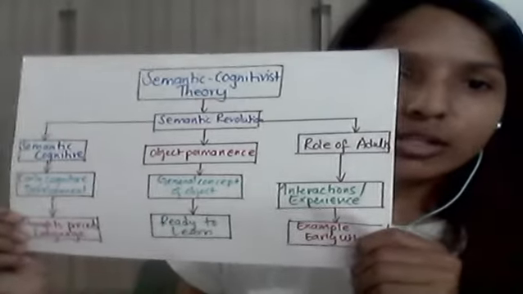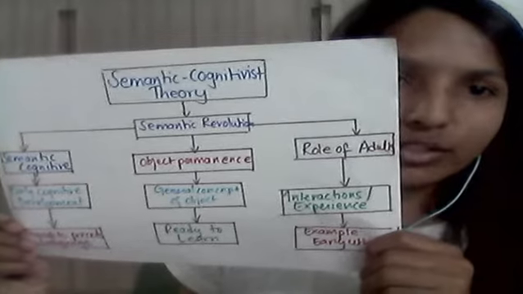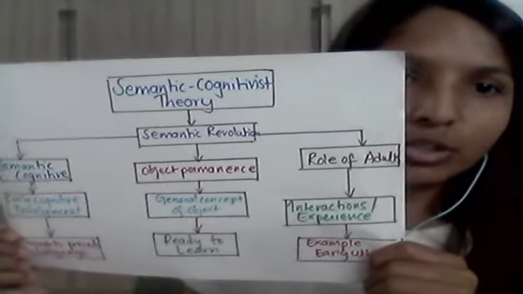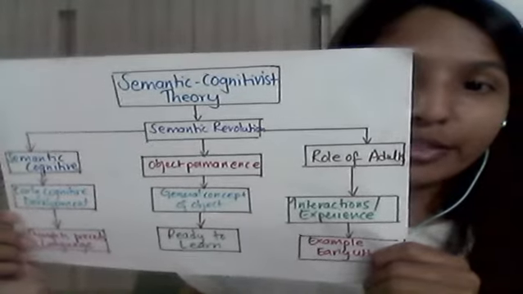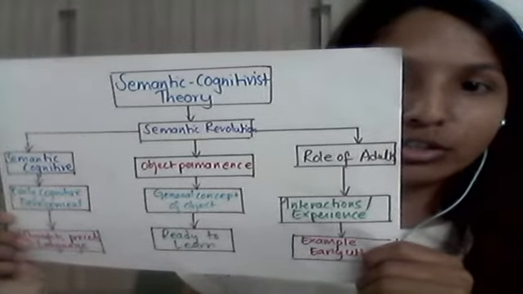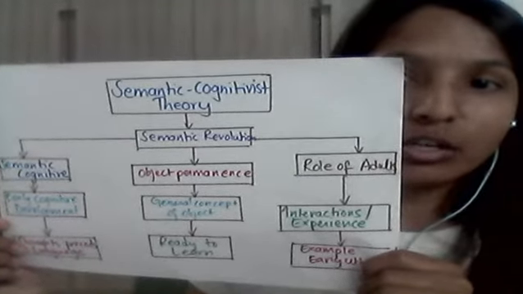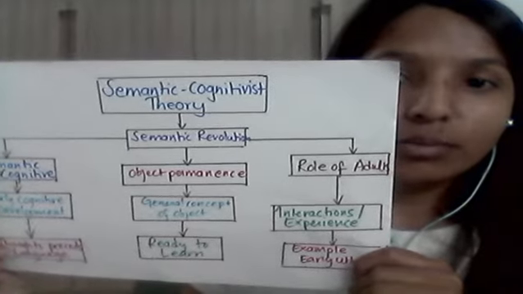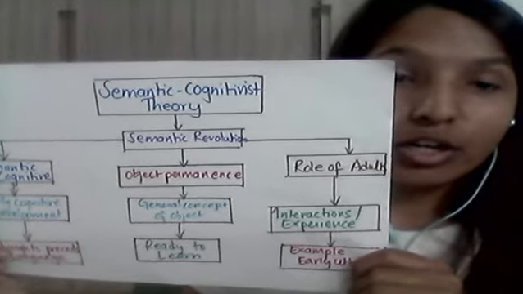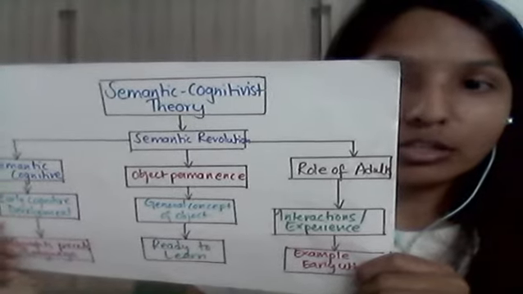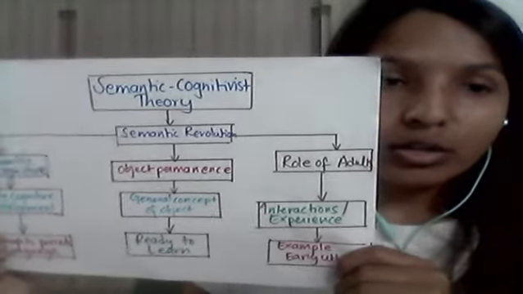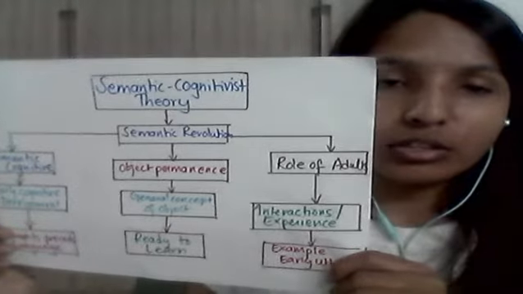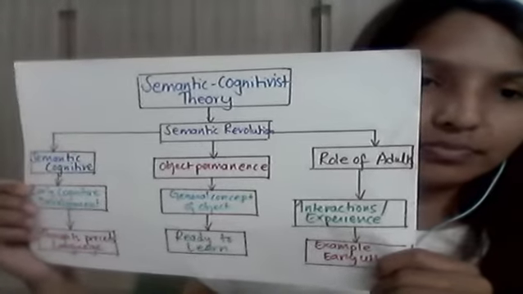The third one is the semantic cognitivist theory. This theory is based on the semantic revolution. The semantic cognitive approach assumes that language is deeply rooted in early cognitive development, and that thought precedes language: as cognition develops, that's how language develops.